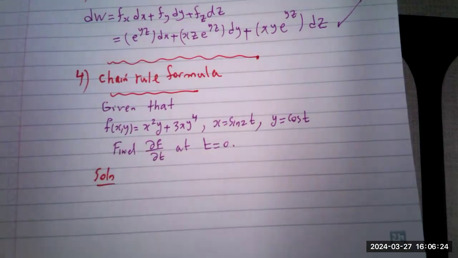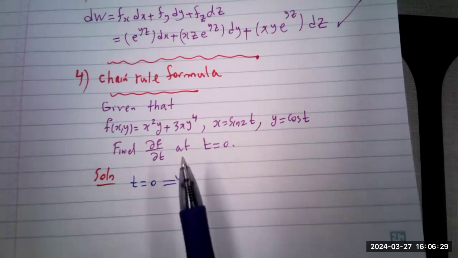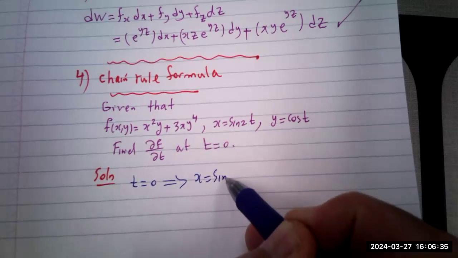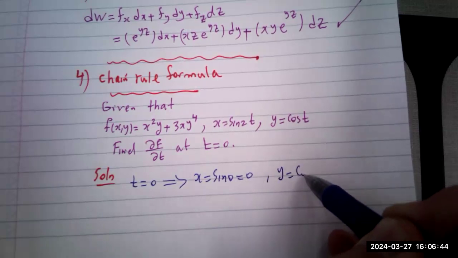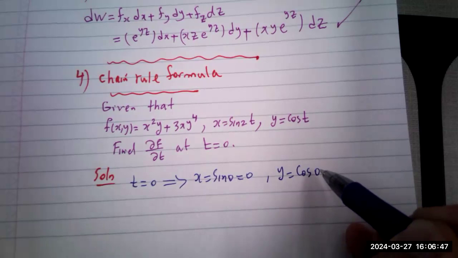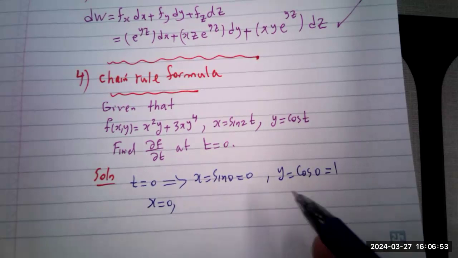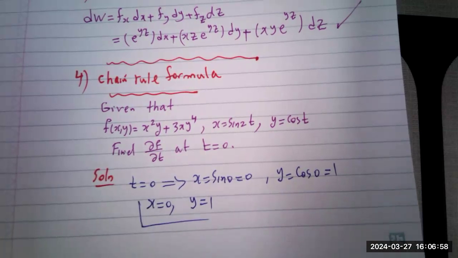So the solution is going to be, since they localize it, you put t equal to 0 into the x and the y. If you put it into x, x would be sine of 0, which is 0, because t is 0. And then you have y. y would be cosine of 0, which is 1. So you make a note that your x is 0 and your y is 1. Now we differentiate. Any question? So t is 0, x is 0, y is 1.